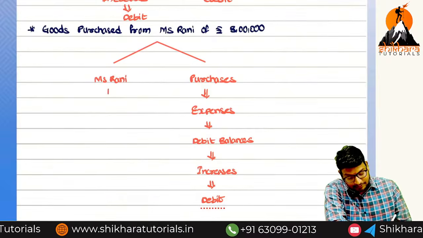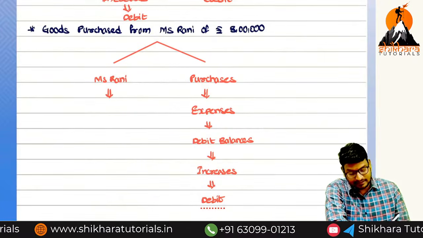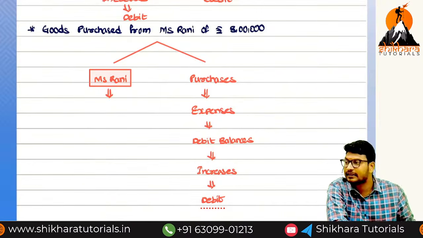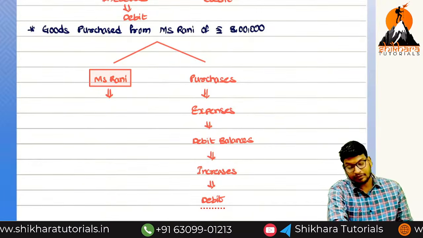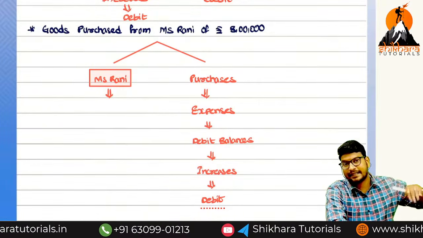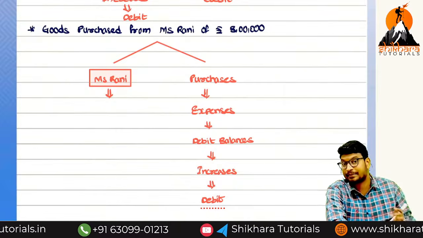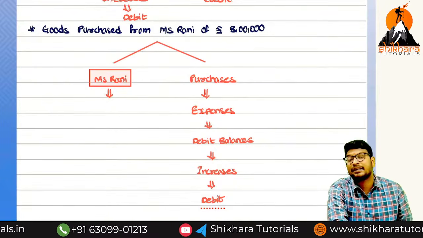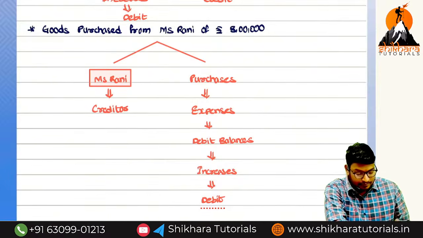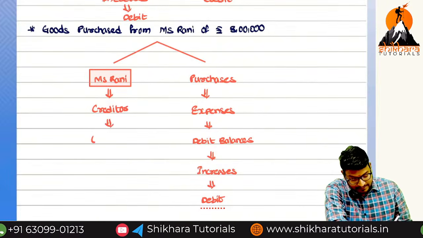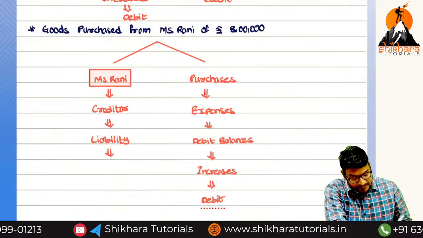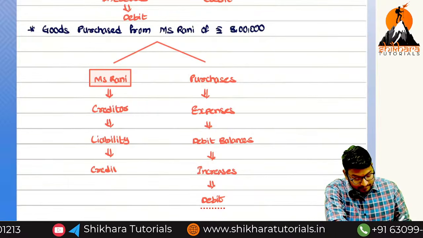For Miss Rani, if any person comes into the picture, we have to decide whether that particular person is a debtor or creditor. Now we have purchased goods from Rani. That means we are in a paying capacity, a payable capacity. So Miss Rani will become debtor or creditor? Creditor. Creditor means asset or liability? Liability. Liability will have which balance? Credit balance.